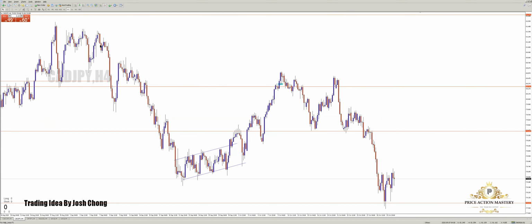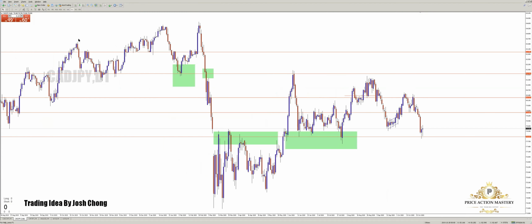The next will be CAD. This is the key level, a very A grade key level. So for CAD, it goes up and we short. The first pair we are going to take is New Zealand CAD. The next pair is CAD yen.